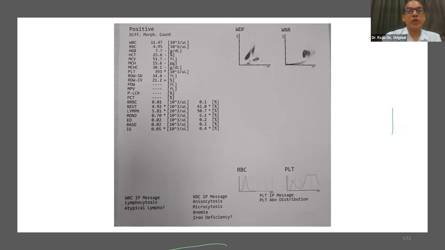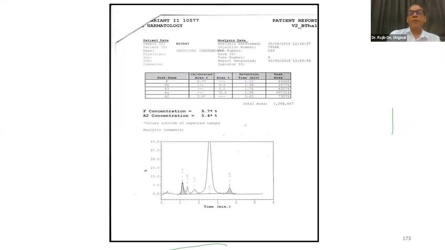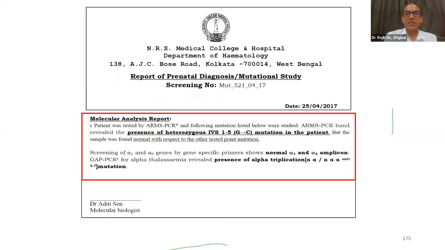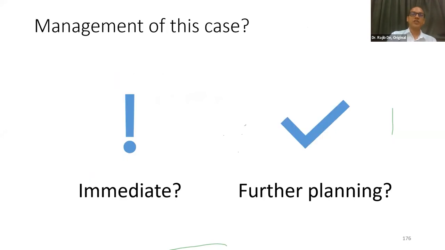The CBC showed hemoglobin of 7.7, with microcytic hypochromic anemia. But on HPLC, it showed a beta trait status. When we did the ARMS PCR for beta mutations, we found IVS1-5 heterozygous. But when we did the alpha mutations, there was triplication of alpha. So if a beta trait is behaving like thalassemia intermedia, with extramedullary hematopoiesis, we need to look for alpha triplication or alpha quadruplication.